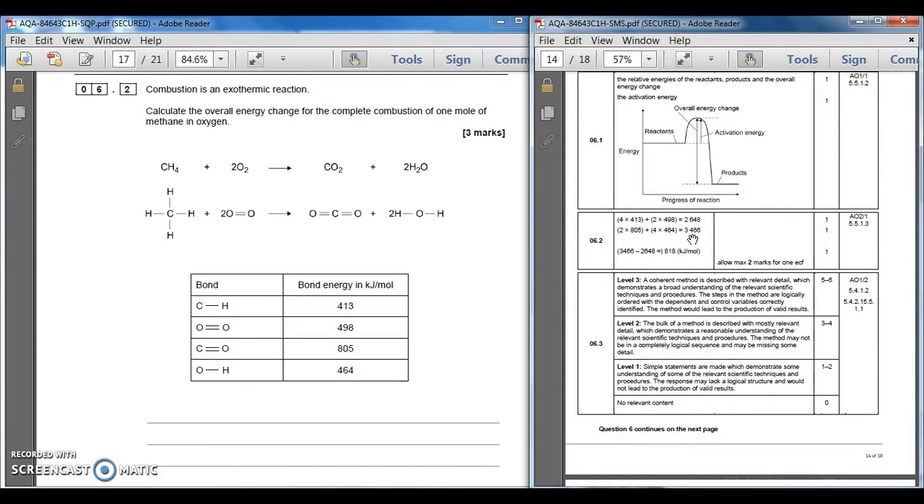818 kilojoules of energy is being given out. It's an exothermic reaction, so I'm losing energy from the system. As the graph there shows, I start off there and I'm losing energy to get to here. I'm losing it, minus 818. I'm taking away 818.